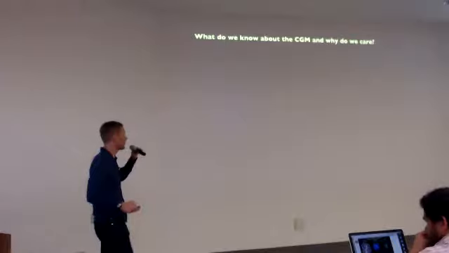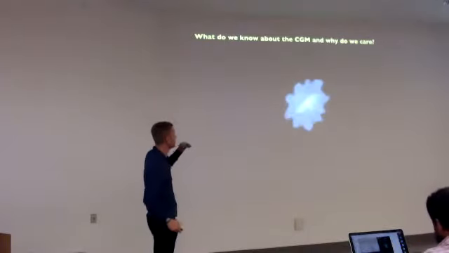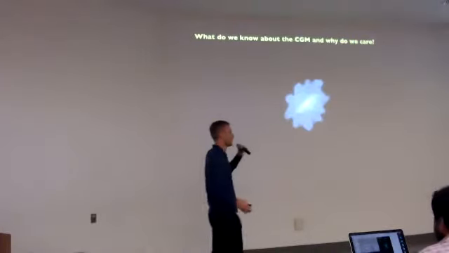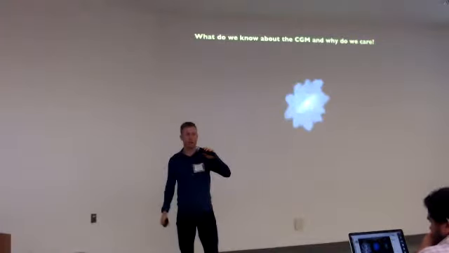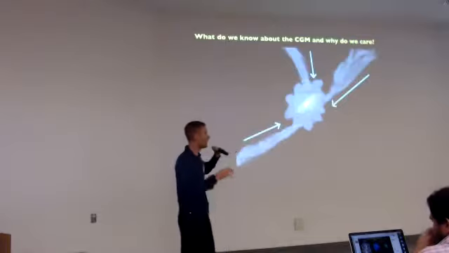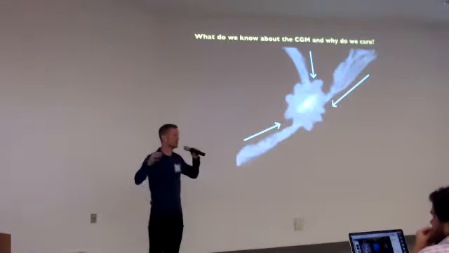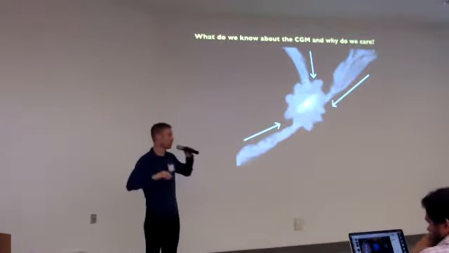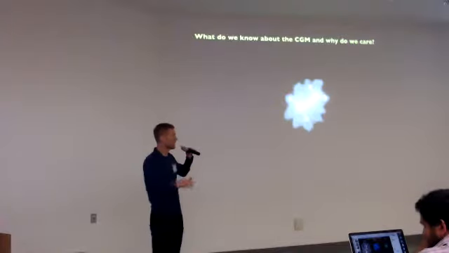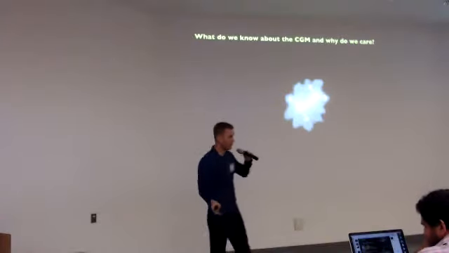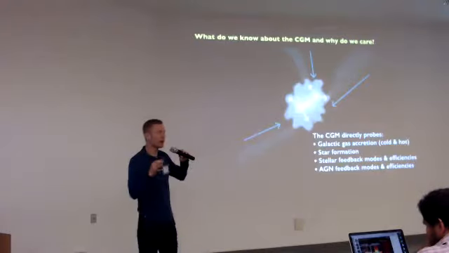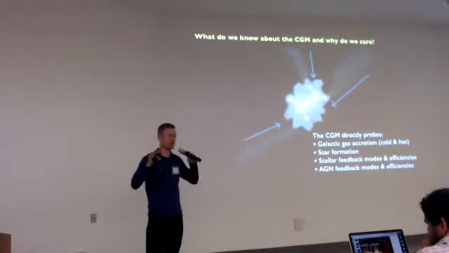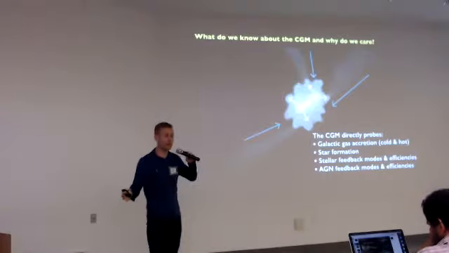So, what do we know about the CGM and why do we care? In my cartoon here, the CGM, the circumgalactic medium, is just a low-density gas that surrounds all galaxies. It's fed externally from the IGM through cold flows and hot accretion. It's also fed internally by AGN feedback, supernovae feedback, AGB stars, and so on and so forth. So really, it's probing a lot of different physical mechanisms associated with galaxy evolution.